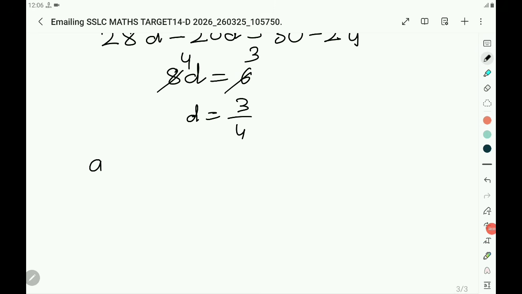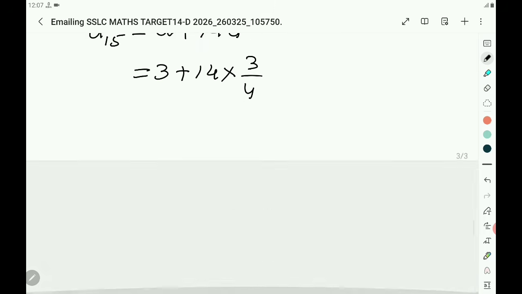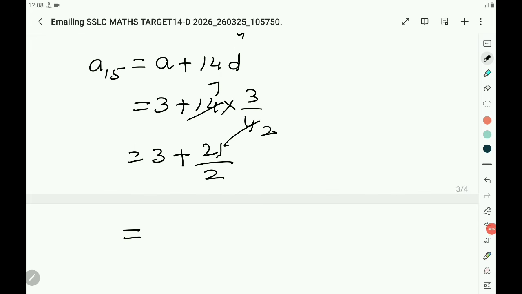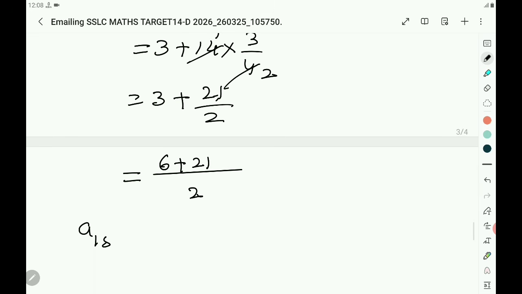Then the 15th term, A15, equals a plus 14d. a is 3, so 3 plus 14 into 3 by 4 equals 3 plus 2 7s are 7 into 3, 21 by 2, equals 2 3s are 6, 6 plus 21. A15 equals 6 plus 21 is 27 by 2.